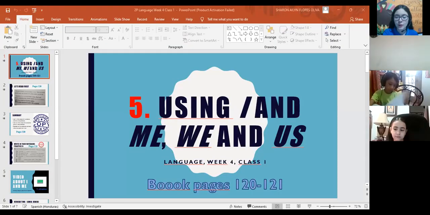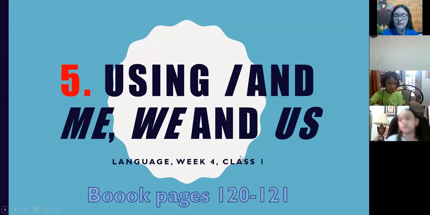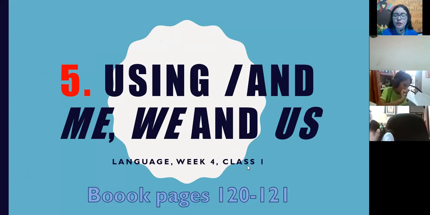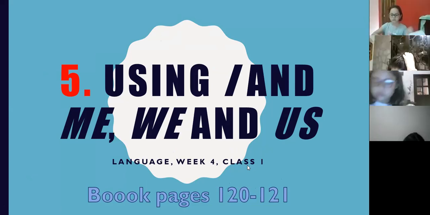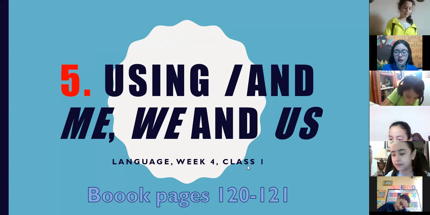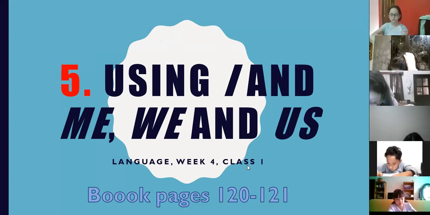Here it is. We're going to write first the topic. Remember to write the topic using I and me, we, and us. If you have your book, you can look on page 120, 121, because there is the topic. Using I and me, we, and us.